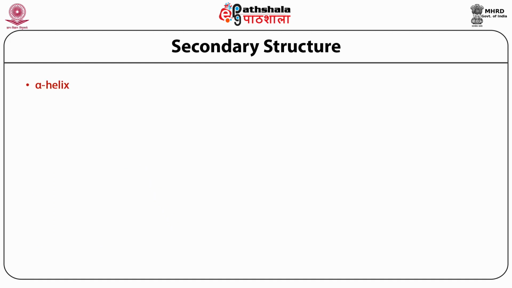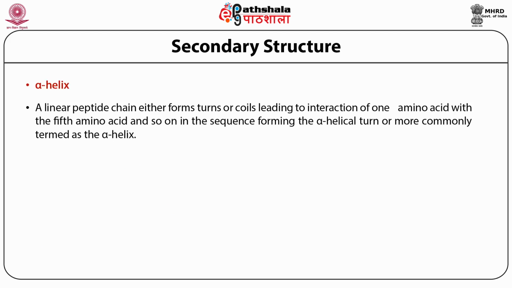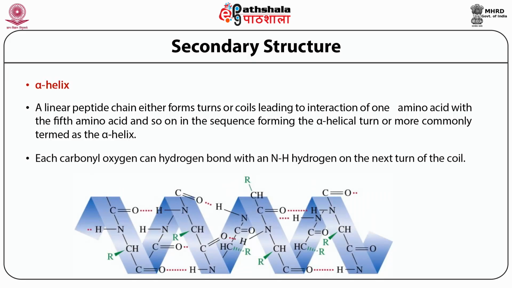Alpha helix. A linear peptide chain either forms turns or coils, leading to interaction of one amino acid with the fifth amino acid and so on in the sequence, forming the alpha helical turn, or more commonly termed the alpha helix. Each carbonyl oxygen can hydrogen bond with the NH hydrogen on the next turn of the coil.